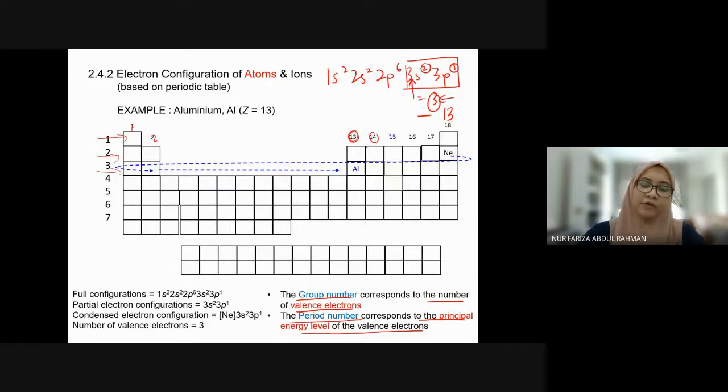Just for your information, these 2 groups here are called the s block.